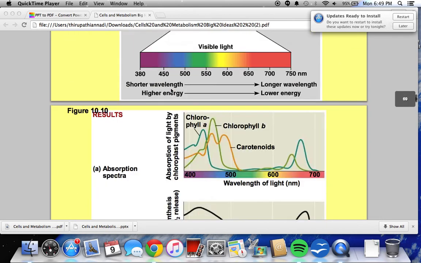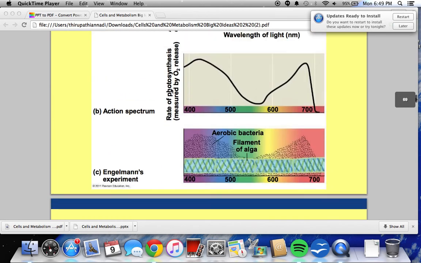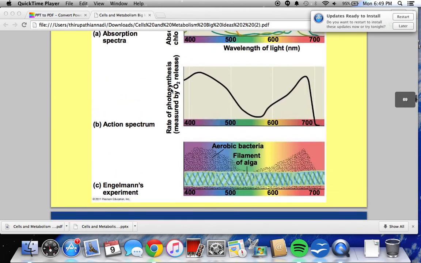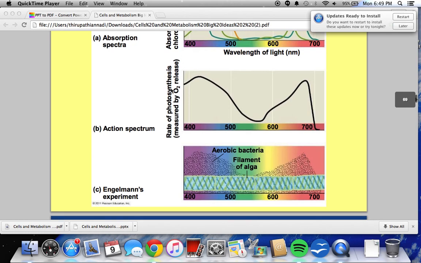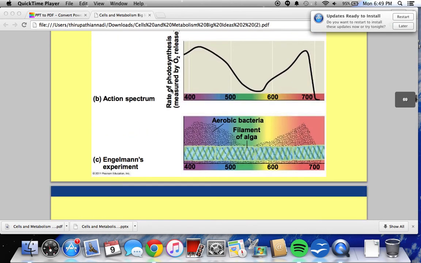This isn't really important. Just know that photosynthesis doesn't happen well in green light because the pigment is going to reflect all the green light and absorb none of it.